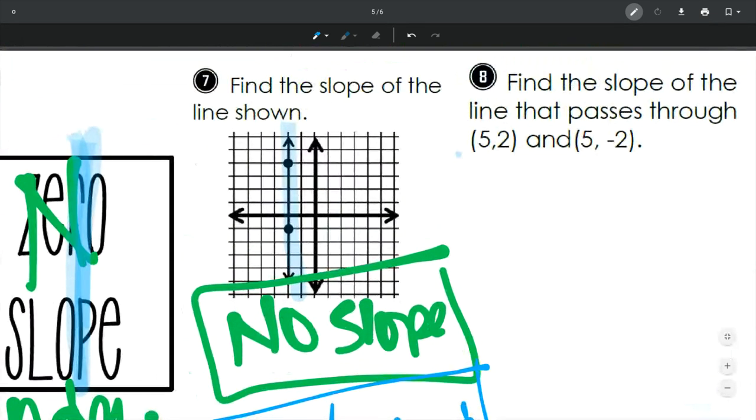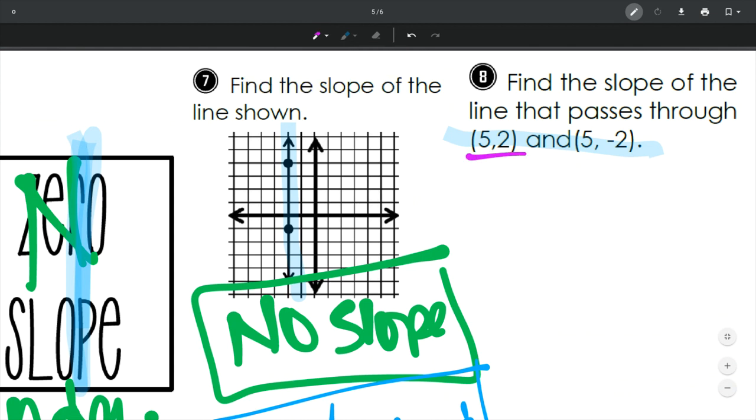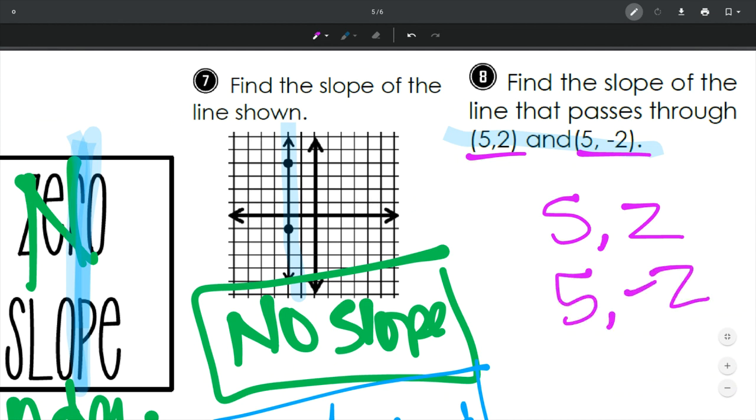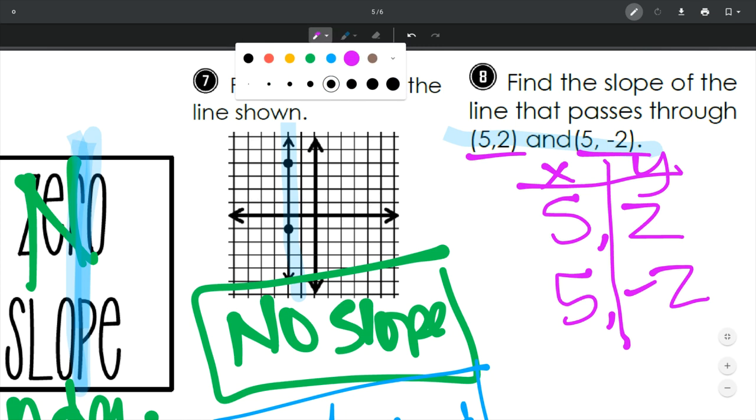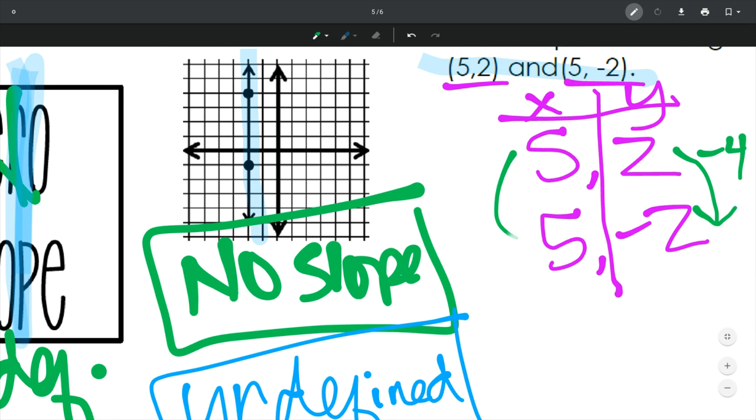Now let's do number 8 when you've got things like these two points. So we're going to go ahead and make up our t-chart again. I've got 5, 2, and 5, -2. Make your T. From 2 to -2, you subtract 4. 5 to 5, it stayed the same, so it's just 0.